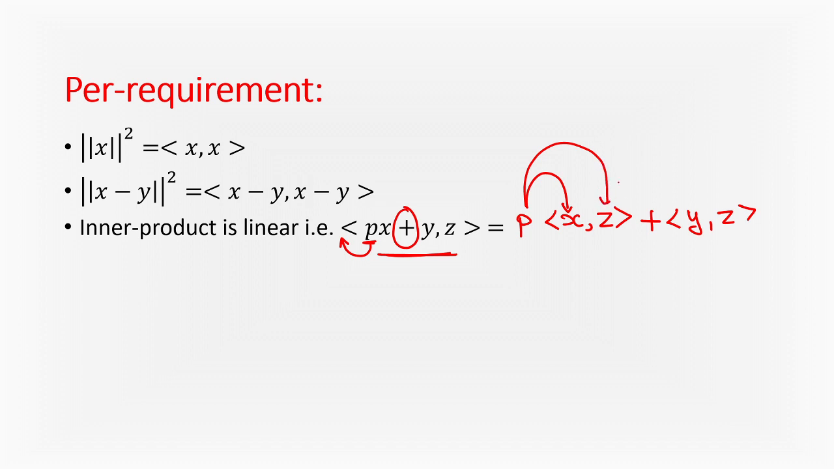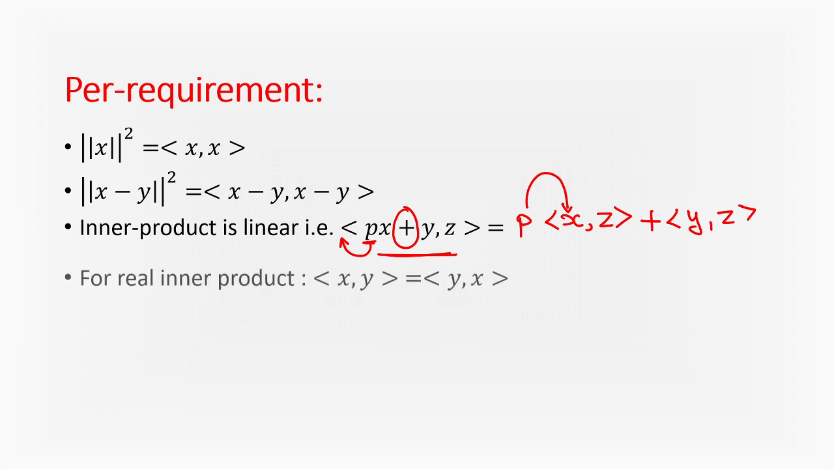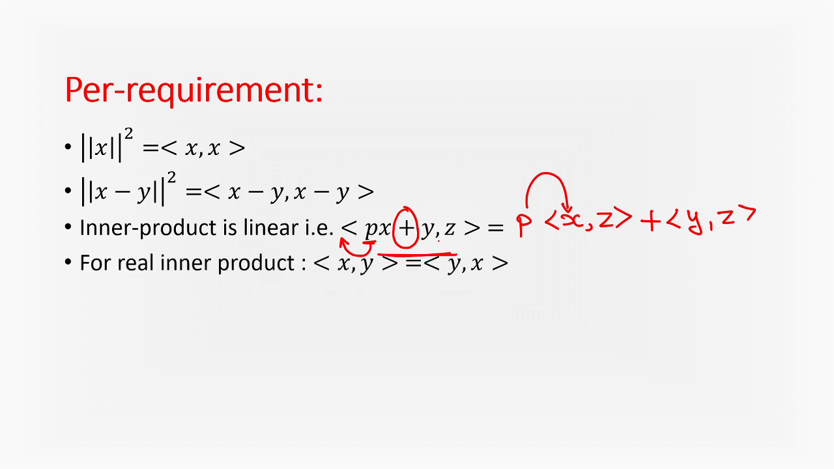Since we are working with the real inner product, we are not worried about which is the first coordinate and which is the second, because the inner product of x,y and y,x is the same. But this works only in the case of the real inner product. If you are working with the complex inner product, the scenario will change. It becomes a conjugate when you switch the positions.